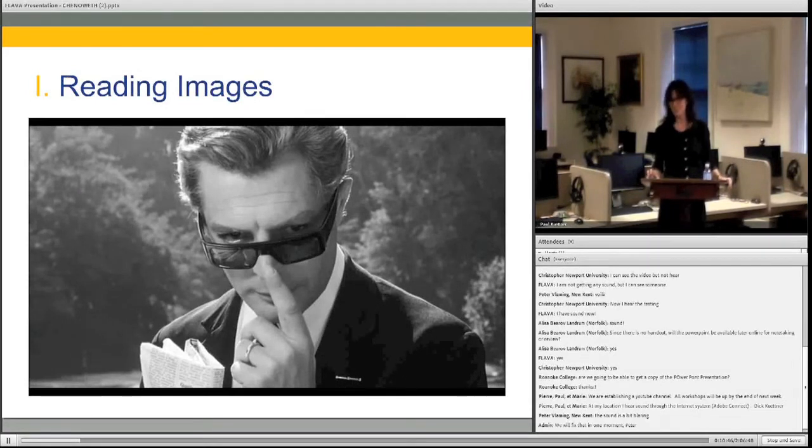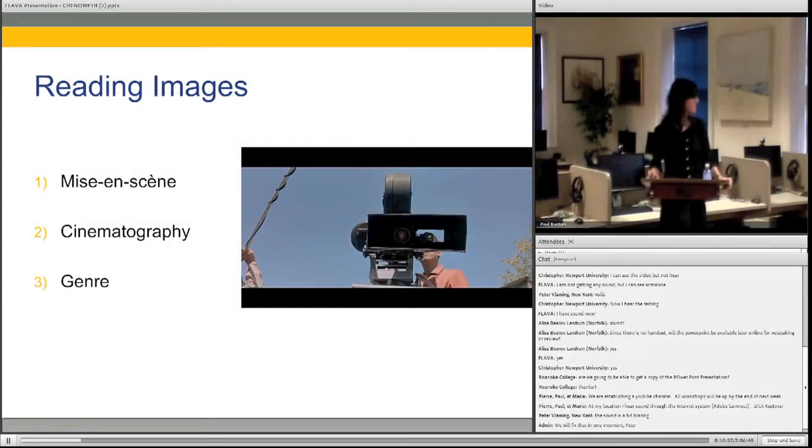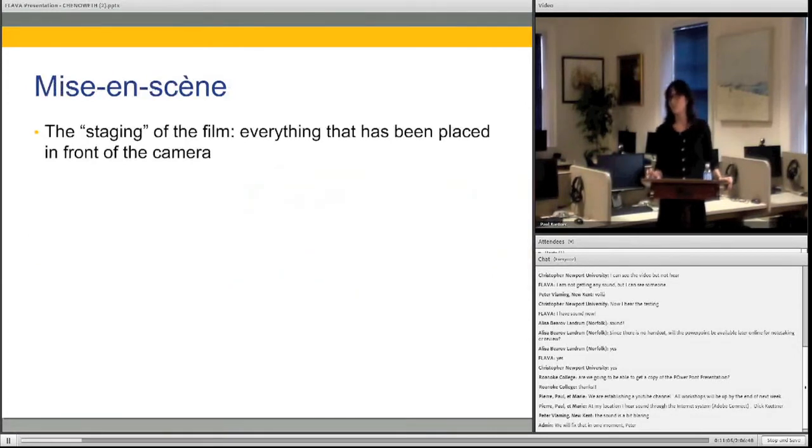So to begin, our first section here, reading images. Bonus points for anyone who knows what film this is from. It's Mastroianni from Fellini's 8½. All right. So the three elements of reading images that I'm going to be talking about are mise en scène, cinematography, and genre.